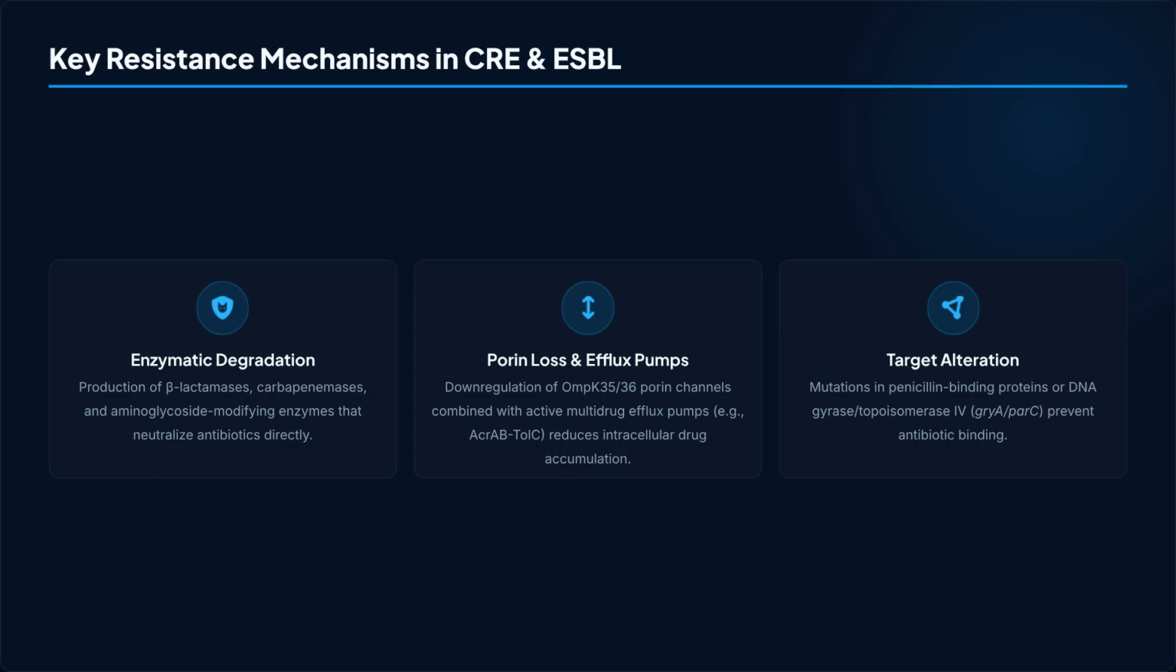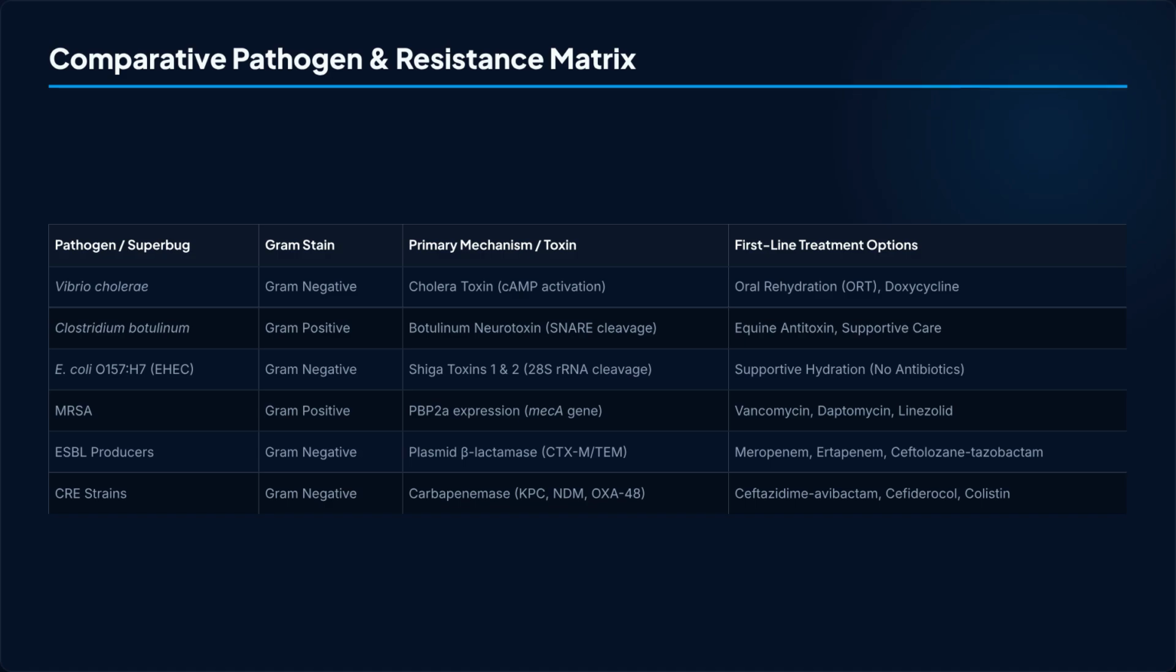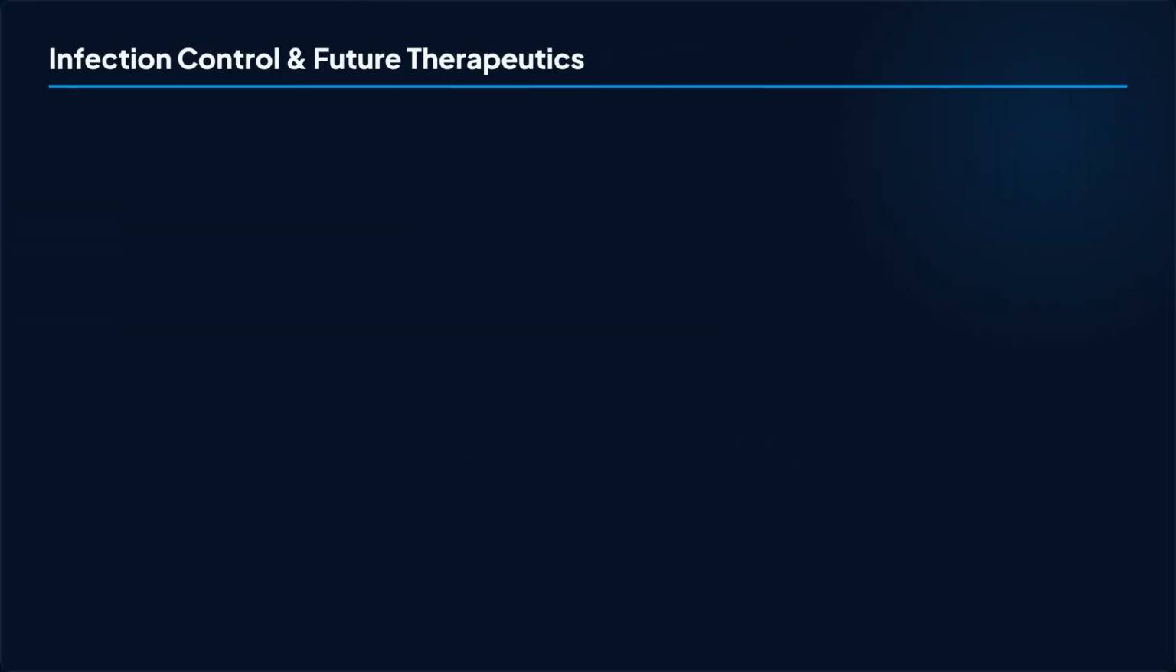These include enzymatic degradation, where the drug is neutralized directly, alteration of porin channels or the use of efflux pumps to reduce drug accumulation, and the mutation of antibiotic targets to prevent binding. This matrix highlights key differences between common pathogens and superbugs. It categorizes them by gram stain, their primary virulence mechanism or toxin type, and standard first-line treatment options, emphasizing the diversity in clinical management.